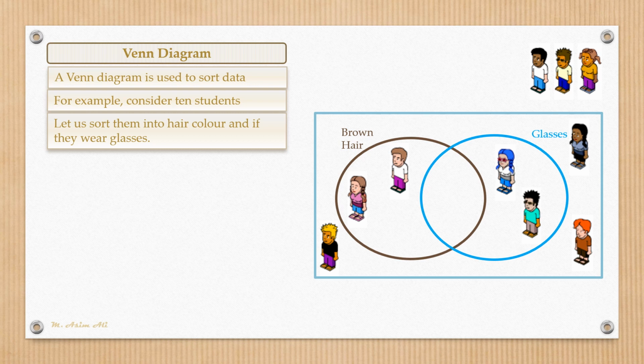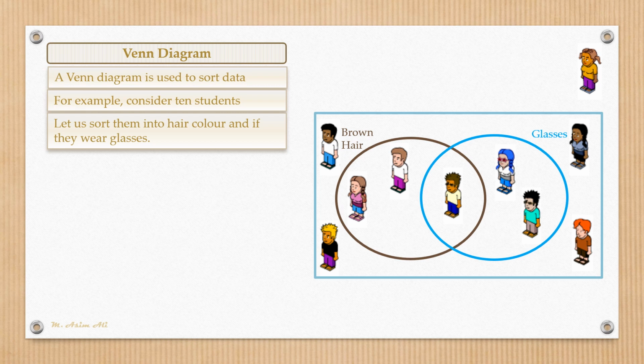All right. Next is a student who doesn't have brown hair and who is not wearing glasses. So he will come outside of the two sets. He will not come in any of the two sets. Next is a student who has brown hair and he is wearing glasses. So he should come in the brown hair set and in the glasses set. So we will make him stand in such a position that he is in the brown hair set as well as in the glasses set. So he will come in both of the sets. That is, he will come in the overlapping part, in the middle of the two sets, so that he is present in both of the sets.